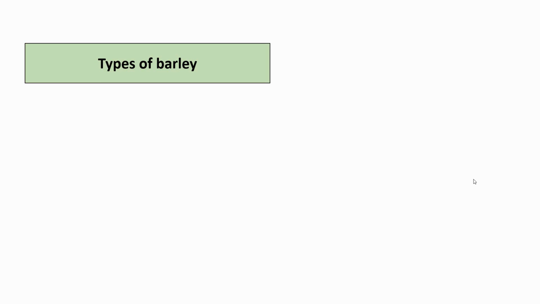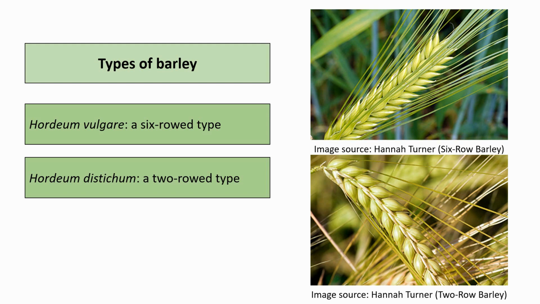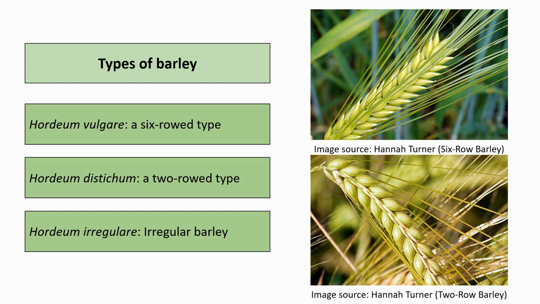Types of barley. There are three types of barley. One, Hordeum vulgare, a six-rowed type of barley, commonly known as six-row barley, has a spike notched on the opposite sides with three spikelets on each notch. At each notch, there is a flower or floret that later develops into a kernel. Two, Hordeum distichum, a two-rowed type of barley, commonly known as two-row barley, has central florets producing kernels and lateral florets that are sterile. And three, we have Hordeum irregulare, commonly known as irregular barley. It is the least cultivated, with fertile central florets and varying proportions of fertile and sterile lateral florets.